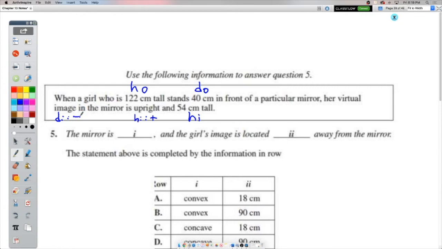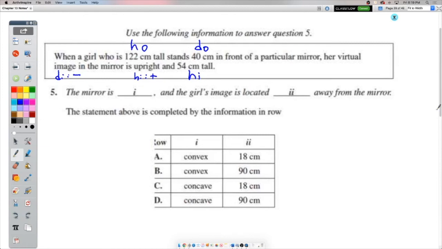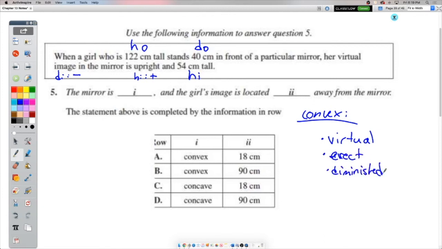This one does require us to kind of just rely on memory. We could draw them out and get all the ray diagrams, but realistically, this one becomes a lot easier by knowing some stuff. So if it is convex, what do we know? The image will always be virtual, upright, erect, and diminished. Is it virtual? Yeah, the question even said that, the negative DI. Is it erect? Yeah, it's upright. Is it diminished? Well, she is 122 centimeters tall and the mirror is making her look 54 centimeters tall, so you bet, it's diminished.